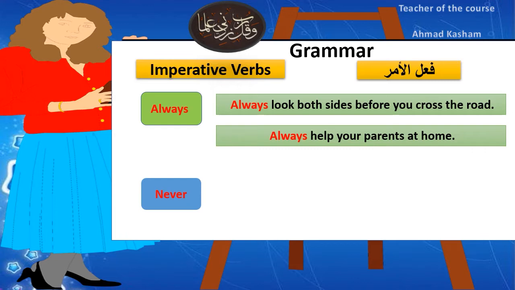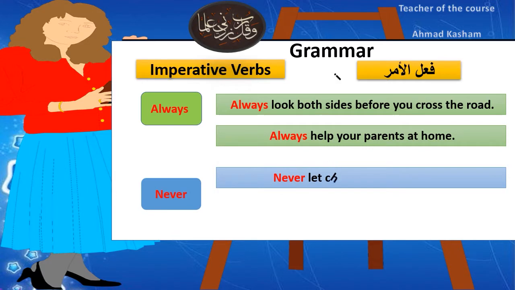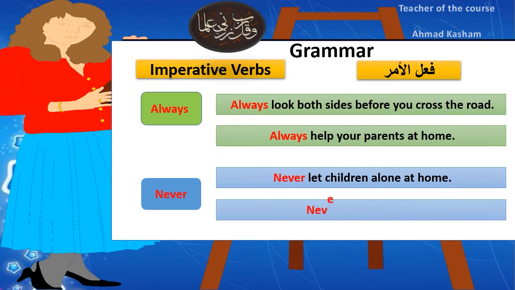And now let's take some examples using never with the imperative verbs. Never let children alone at home. أبدا لا تتركوا الأولاد بمفردهم في البيت. More examples. Never say that again. لا تقل ذلك أبدا مجددا.